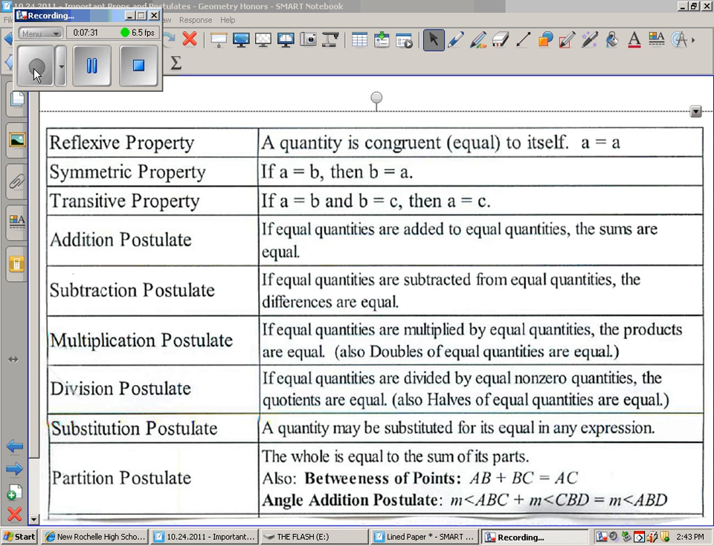What's up there? It is the chain rule for proofs. So that's its translation. Very good. Way to pick that up. What about the partition postulate, did everybody kind of get it? The whole equals the sum of its parts. So if you have a line segment ABC, AC is equal to AB plus BC. Okay, it's the whole.